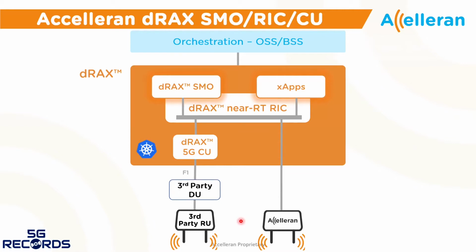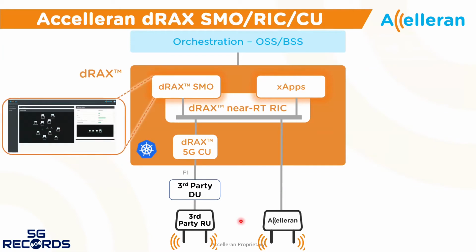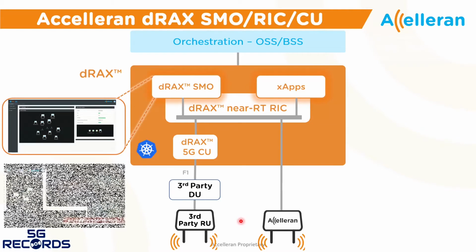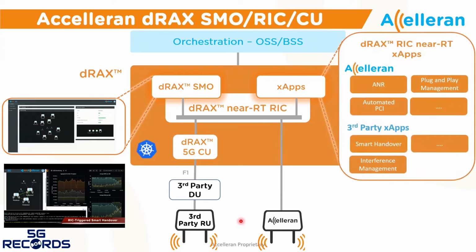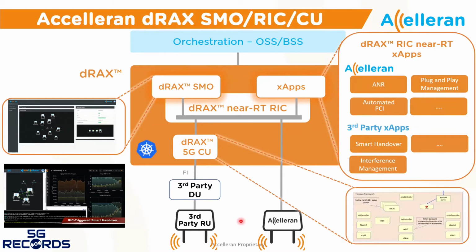foundation. The dRAX SMO is an SMO which implements a dashboard to show the network status, telemetry, and different statistics. The xApps are running on top of the near-real-time RIC, and some of them are implemented by Accelleran, and others are implemented by third-party developers. And the dRAX 5G CU itself is also based on different microservices which are architected in such a way that it enables scalability.